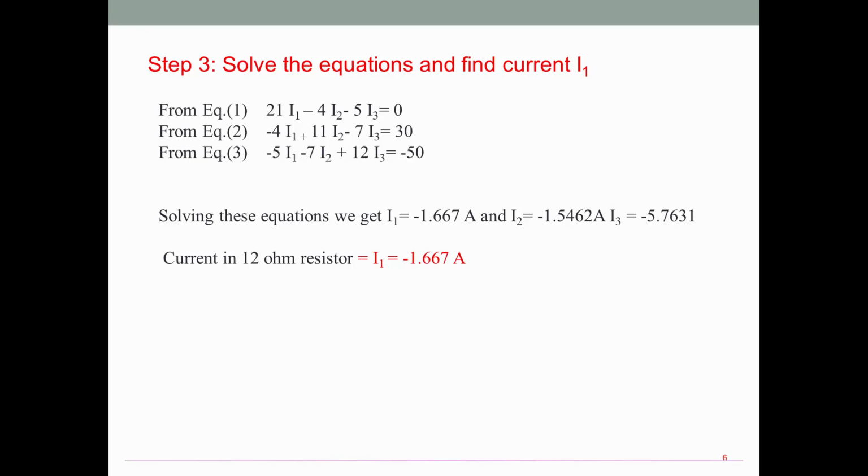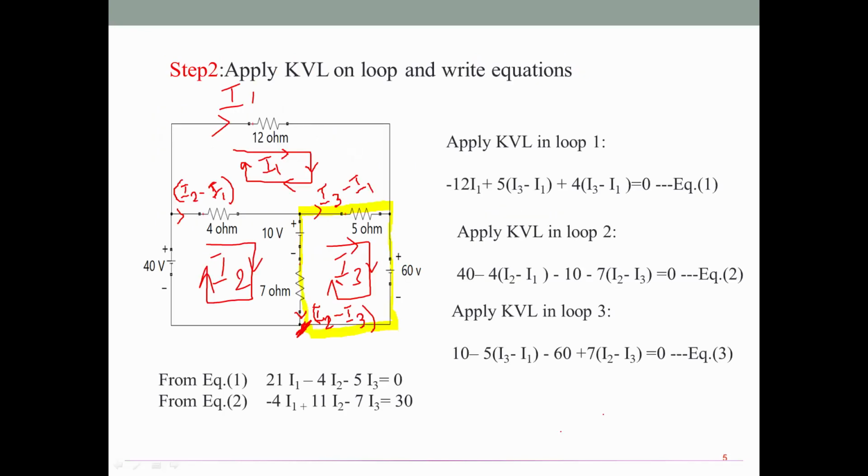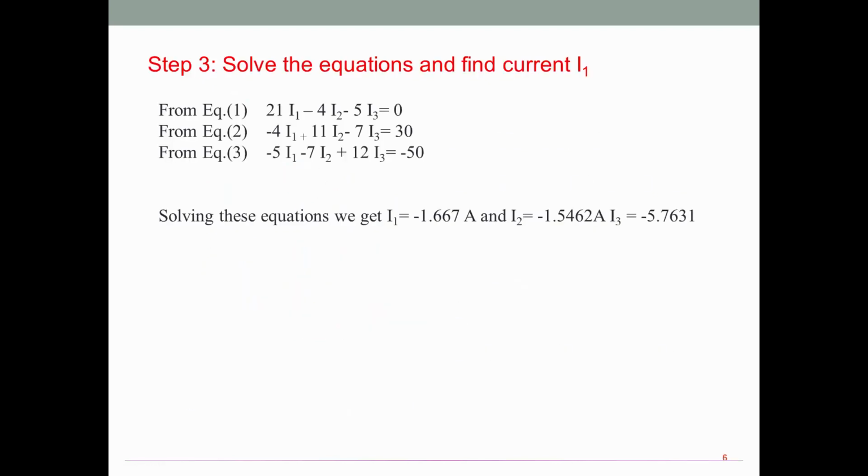Let me go back to the problem. Have a look at this circuit diagram. Our intention is to calculate the current flowing in the 12 ohm resistor. So the current flowing in the 12 ohm resistor is I1. That is the reason why we are calculating current I1. So the current in the 12 ohm is I1, which is minus 1.667 amps. This is the final result of this problem, but we have to discuss the minus sign here.